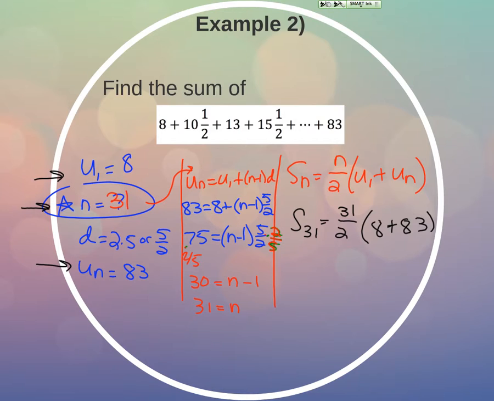N is the last term number. So how many terms are in our sequence? No, that's a good question. You're asking it. So n is how many terms. There are 31 numbers. I know we can't see all 31, but there are 31 numbers in this list. So I end up with 15.5 times 91 when I add up the 8 and the 83. So what do I got here? 1,410.5. So the sum of that series, those 31 terms, is 1,410.5.